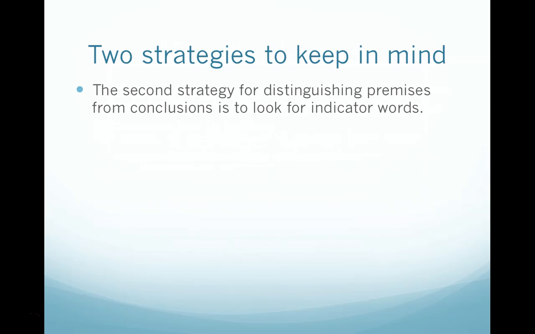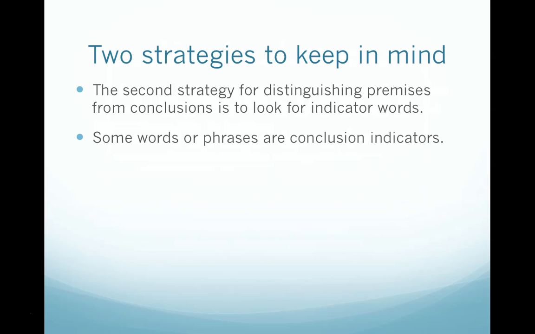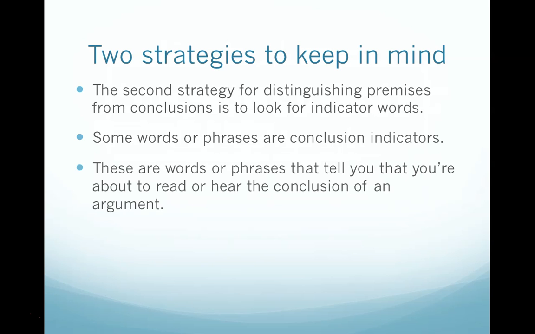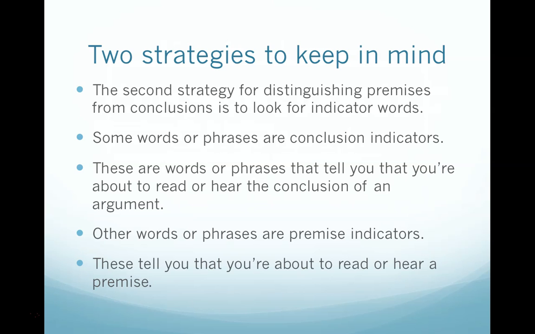The second strategy for distinguishing premises from conclusions is to look for indicator words. Some words or phrases are conclusion indicators. These are words or phrases that tell you that what you're about to read or hear is the conclusion of an argument. Other words and phrases are premise indicators. These tell you that you're about to read or hear a premise in an argument.